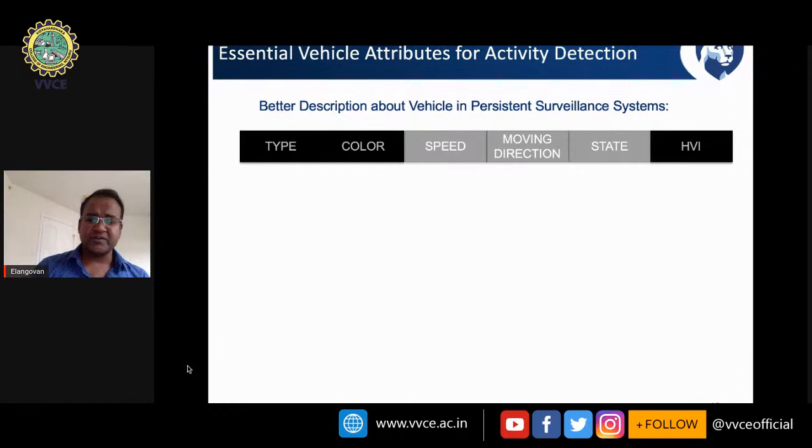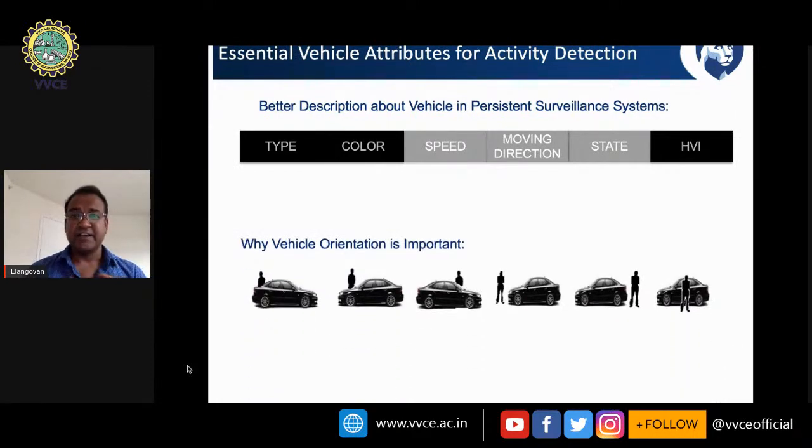So in typical human vehicle interactions, if we want to characterize those interactions, we are interested in these six pieces of information: what type of vehicle is it, what is the color of the vehicle, what is the speed of the vehicle, what speed the vehicle is arriving to the scene at, where the vehicle is going, and what is the state of the vehicle. When I say state of the vehicle, you're talking about either the vehicle is parked or if the vehicle is moving, and so on. And finally, what kind of interaction a person is having with the vehicle.